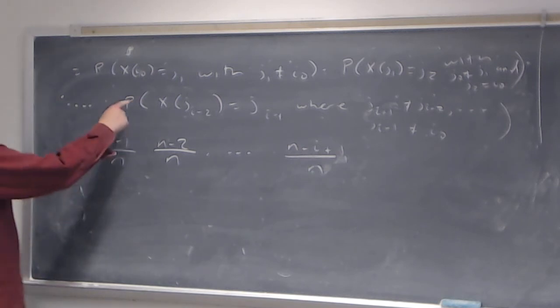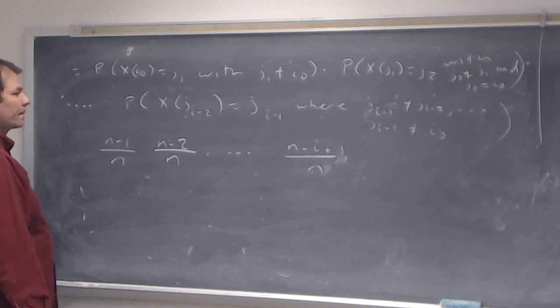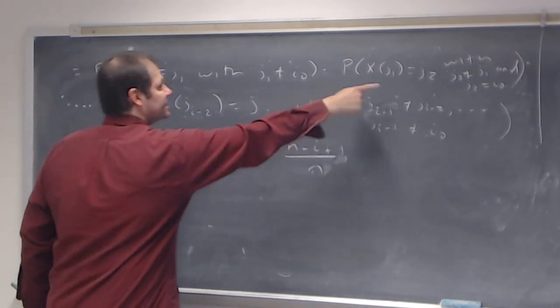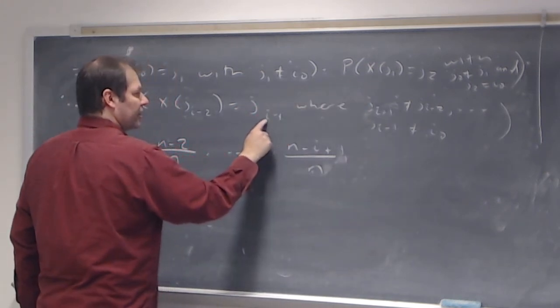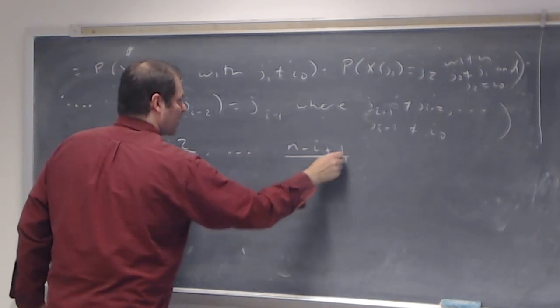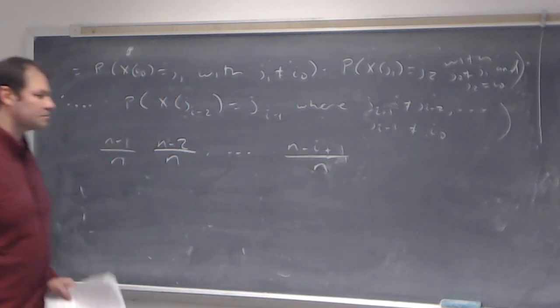You can think of it this way: really, what we're subtracting from n is the index that we're getting out. So here it's i minus 1, so it's minus i plus 1. That's a quick way of seeing the pattern of why this is the ending probability.